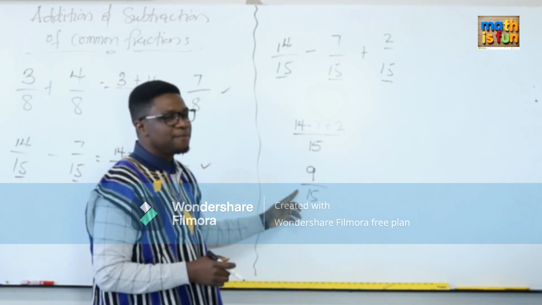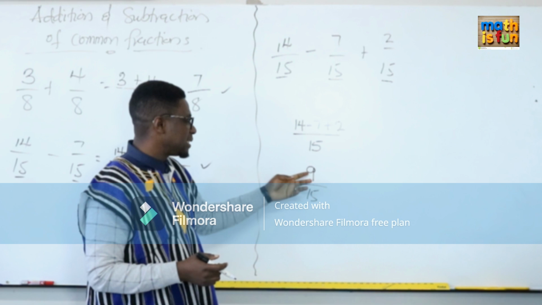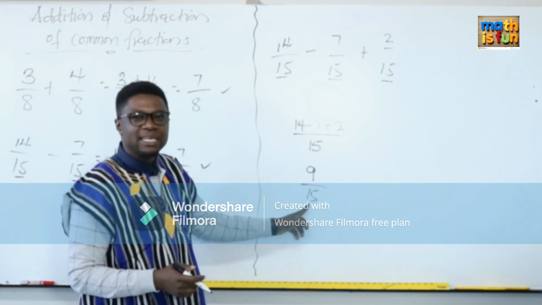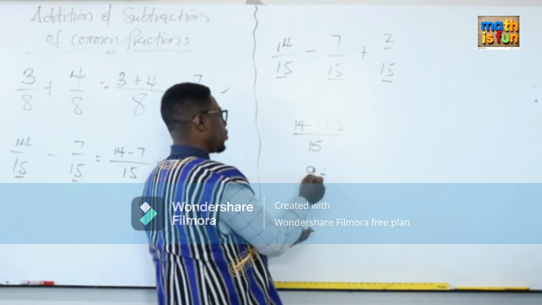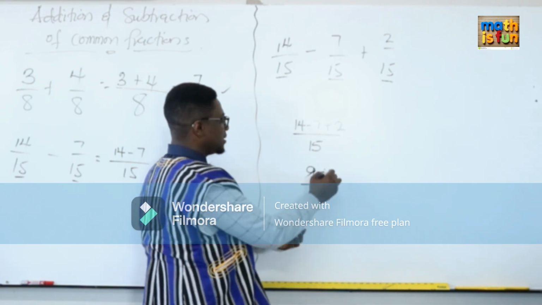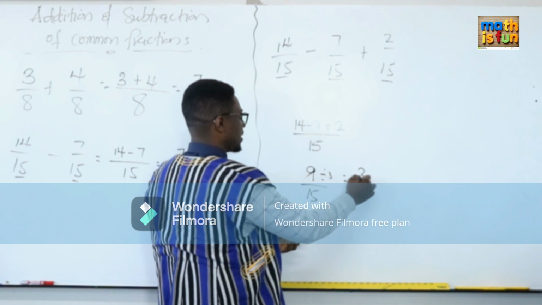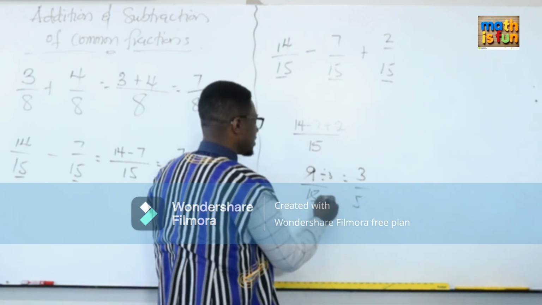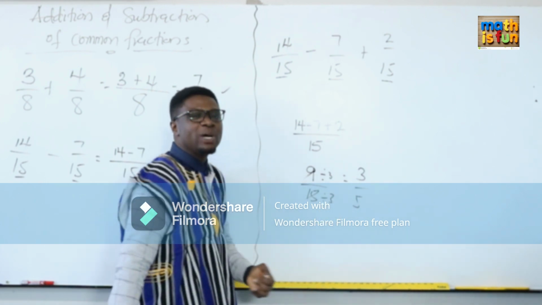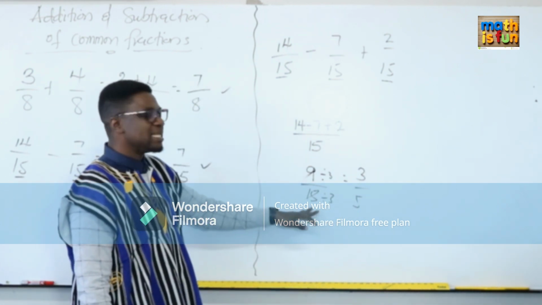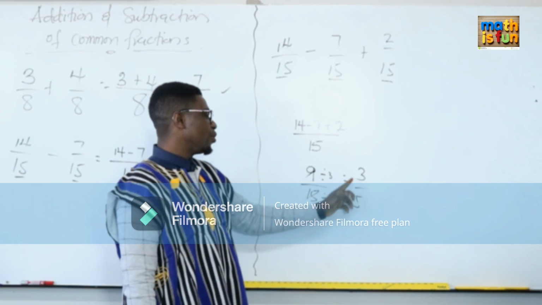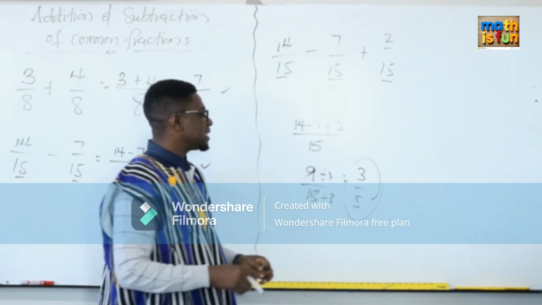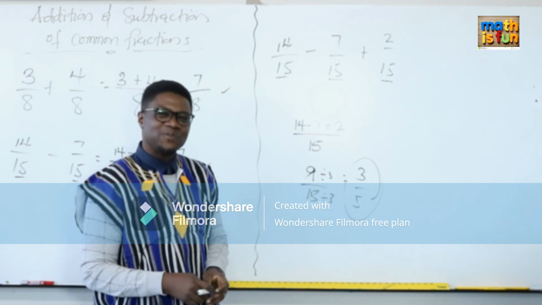So here basically you look for the highest common factor of 9 and 15. I know that 3 can divide 9, 3 can divide 15. 3 goes into 9 how many times? That gives us 3. And 3 goes into 15 how many times? It gives us 5. Remember that whatever you do to the numerator, you do the same thing to the denominator. So our simplified form of the fraction will be 3 out of 5.